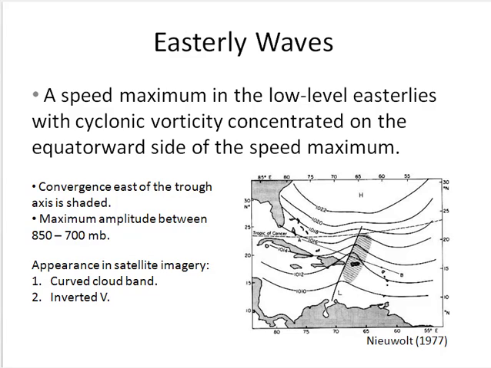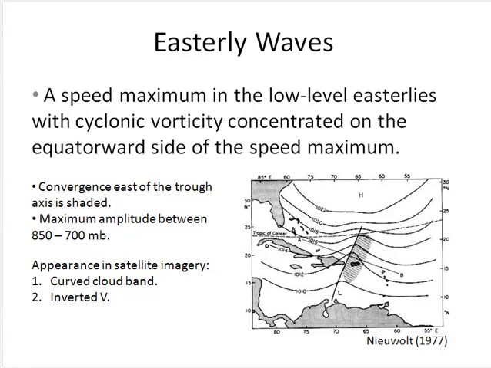An easterly wave is defined as a speed maximum in the low-level easterlies with cyclonic vorticity concentrated on the equatorward side of the speed maximum. Identification of easterly waves is important because they may bring rainfall, strong winds, and even initiate tropical cyclones. The weather associated with easterly waves varies depending on such factors as sea surface temperature and upper air environment. There are, on average, 80 easterly waves per season between the spring and the fall in the Atlantic basin. Satellite imagery is critical to identification of easterly waves since they exist mostly over data-void oceanic regions.